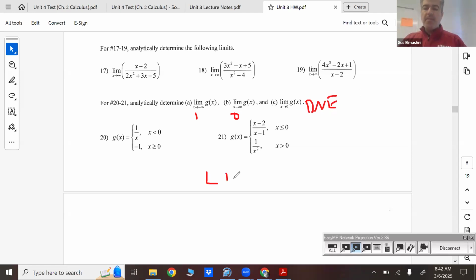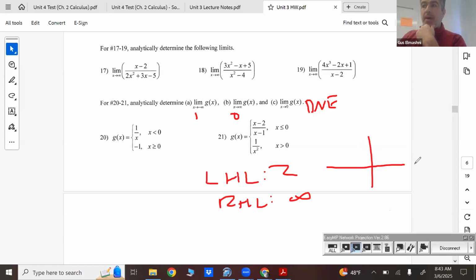What's your left hand limit for part C? 2. What's your right hand limit? It's getting closer to infinity, right? So that's what, but it still does not exist. The left hand limit is like a closed dot, and the right limit is an open one. It's still no. Well, it's just about approach. No, there's no open dot.